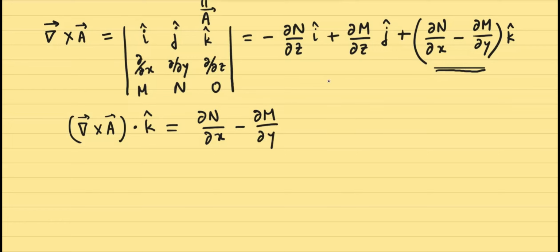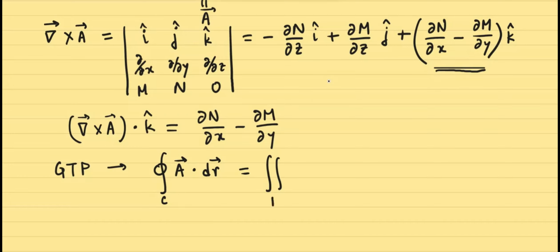And so therefore Green's theorem in the plane can be written as the line integral, or closed loop integral, of a vector field A over a closed curve equals the double integral over the area of the region R, which has been enclosed by the curve C, and inside we write as an integral the curl of A dotted with k hat.